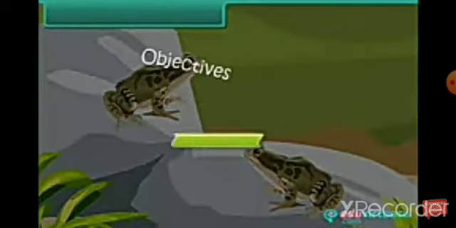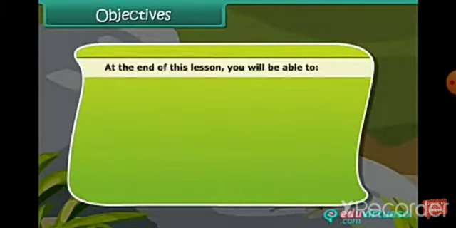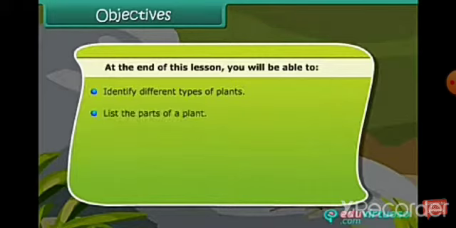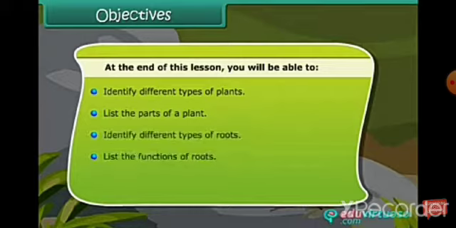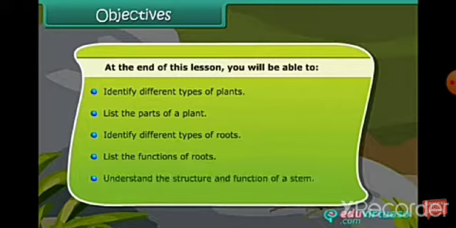Objectives. At the end of this lesson, you'll be able to identify different types of plants, list the parts of a plant, identify different types of roots, list the functions of roots, understand the structure and function of a stem.